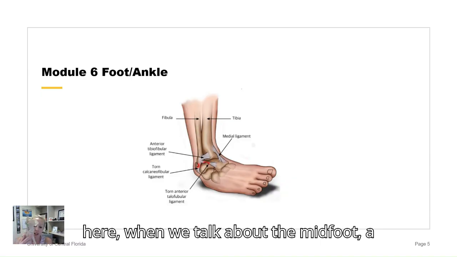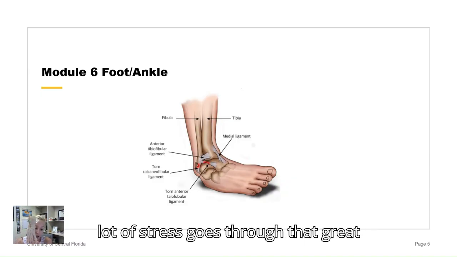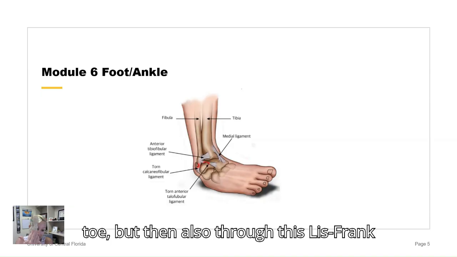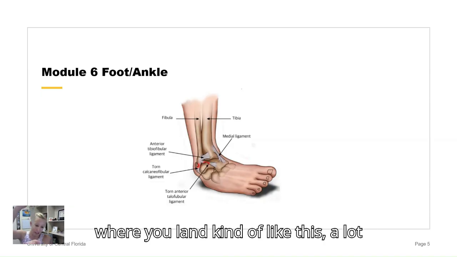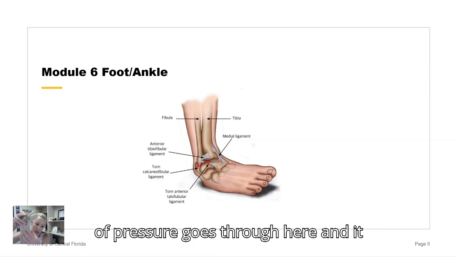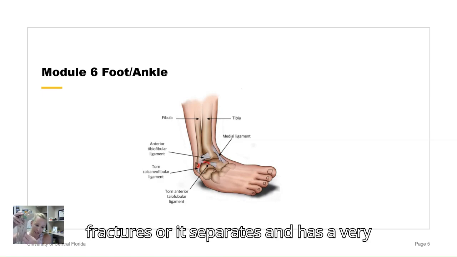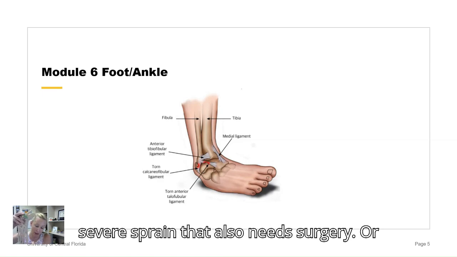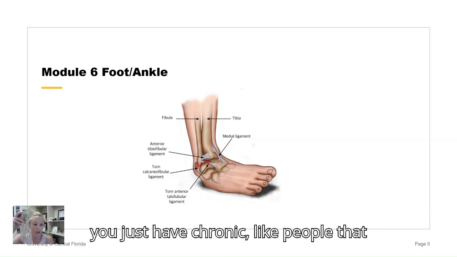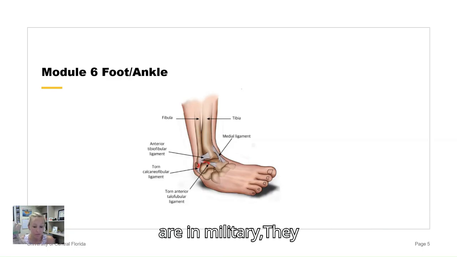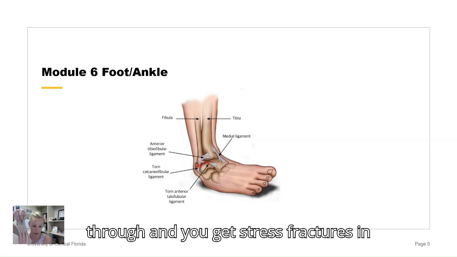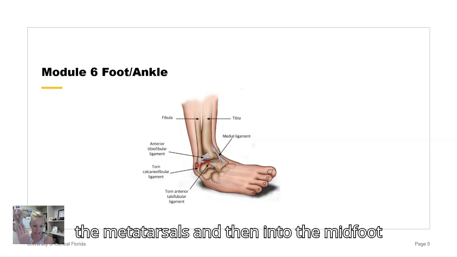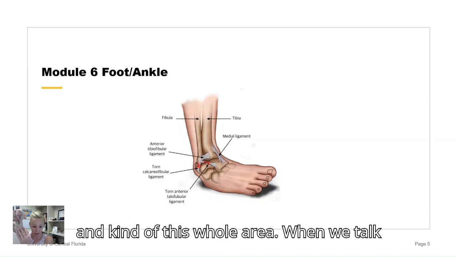Some other injuries here, when we talk about the midfoot, a lot of stress goes through that great toe, but then also through this Lisfranc injury area. So you can have an acute one where you land kind of like this. A lot of pressure goes through here and it fractures or it separates and has a very severe sprain that also needs surgery. Or you just have chronic, like in people that are in military, they march a lot. So a lot of force goes through and you get stress fractures in the metatarsals and then into the midfoot and kind of this whole area.